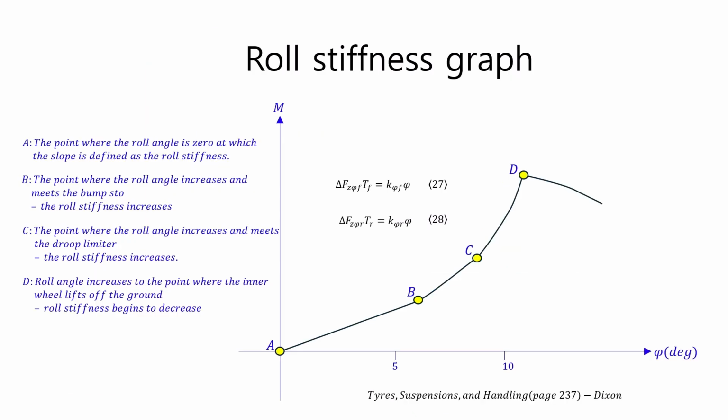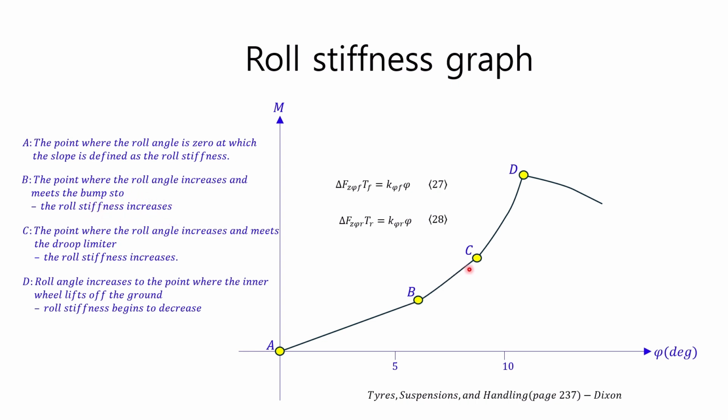Here is a graph of the front or rear suspension roll stiffness, taken from Dixon's book Tires, Suspension and Handling, page 237. The horizontal axis represents the roll angle, and the vertical axis represents the roll moment. Point A is the point where the roll angle is 0, and the slope at this point is defined as the suspension roll stiffness. Point B is the point where the roll angle continues to increase until it meets the bump stopper, and the suspension roll stiffness begins to increase further.